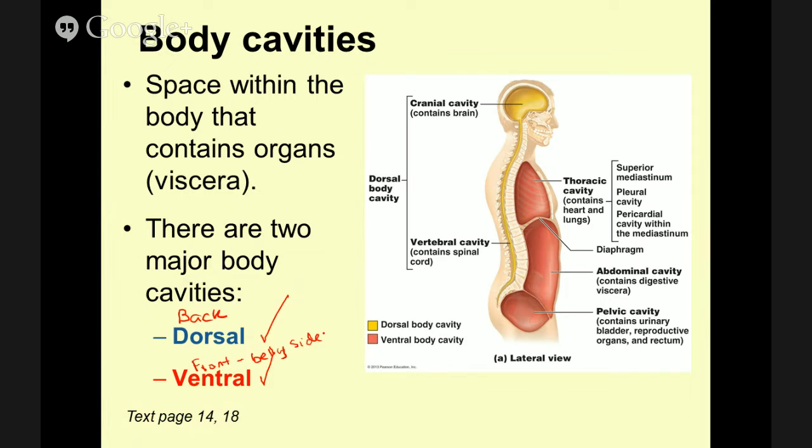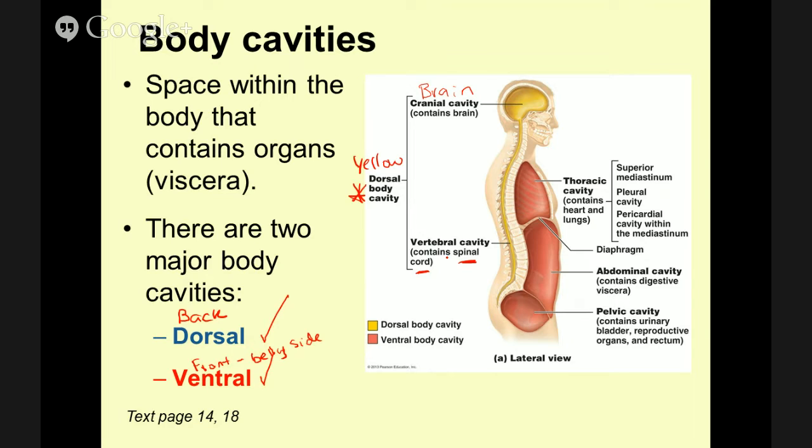Let's look at our picture because it illustrates it quite nicely. You can see the dorsal body cavity is towards the back, and it's colored in yellow on our picture. The dorsal body cavity has two subdivisions, the cranial cavity. This yellow here is the cranial cavity, which is part of the dorsal body cavity, and what's inside there? The brain. Then as you move down, there's a space all the way down inside the vertebrae. This is called the vertebral cavity, and it has the spinal cord inside.